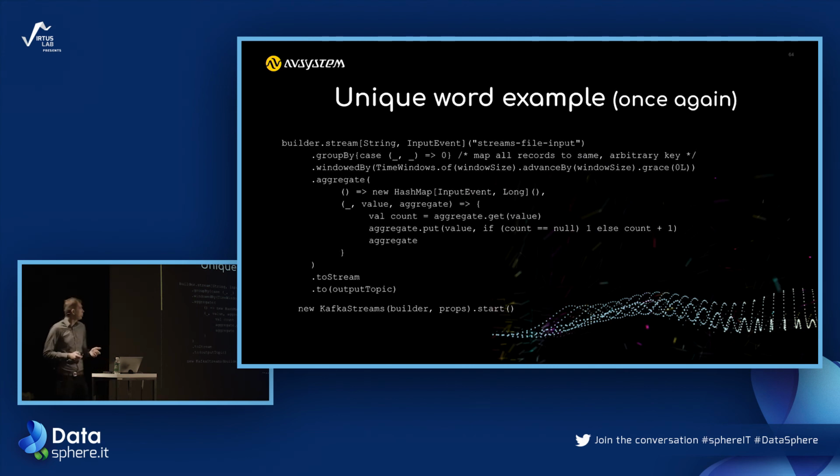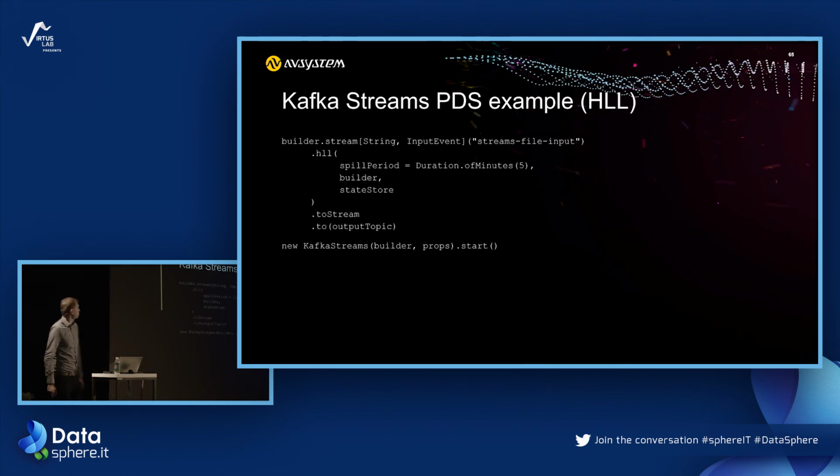So once again, remember the first example of unique word count. The first example I was talking about before, right? So you just need to provide the builder, and you need to group by the keys and window and perform aggregate, right? And this is not very performant. We don't want that. We want to use what? HyperLogLog for the big data.